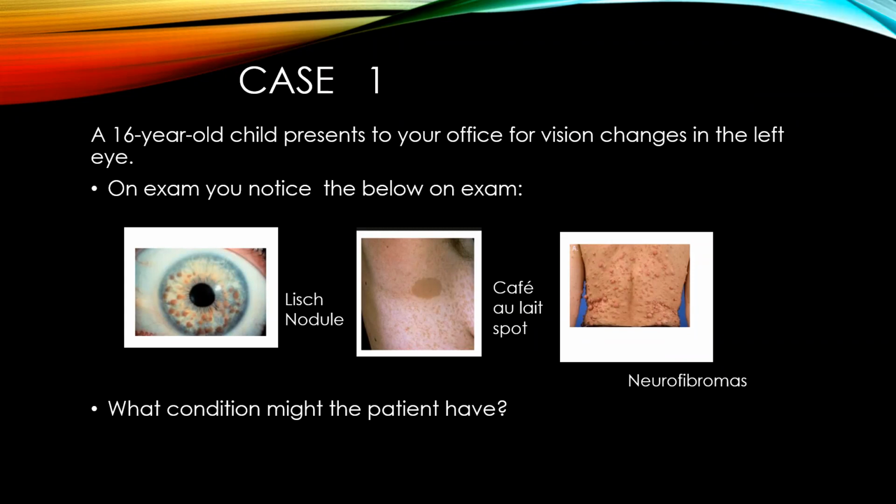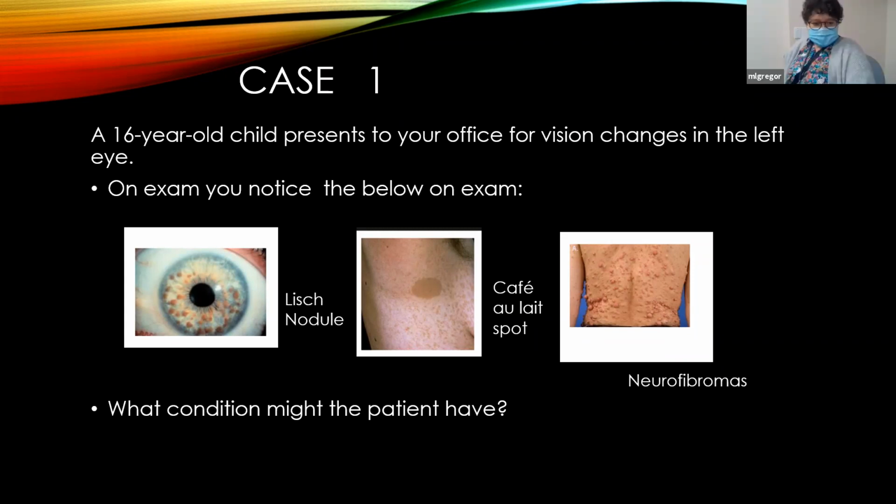Okay. Yeah. All right. So yes, what we have are lesion nodules, cafe au lait spots, neurofibromas. We'll talk about the progression later on, but you're probably unlikely to see that many neurofibromas in a teenager. So what might you see on imaging in this kid with concern for vision loss in the left eye?